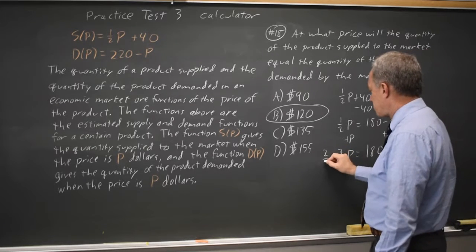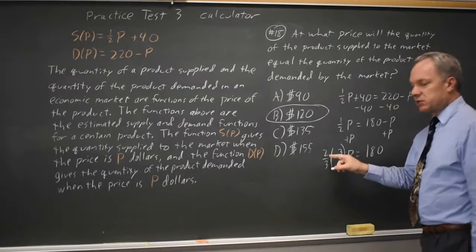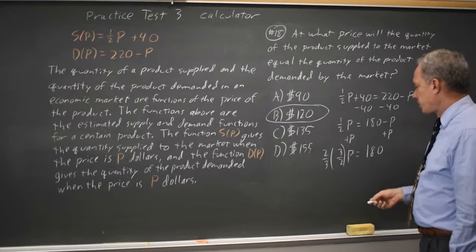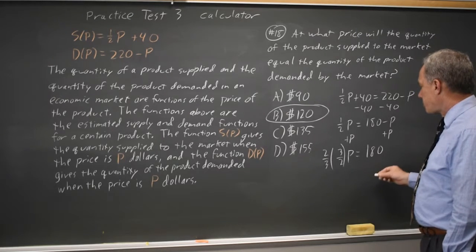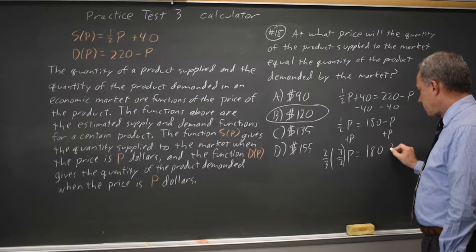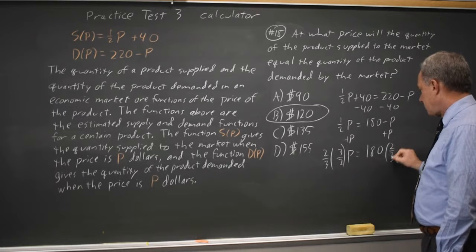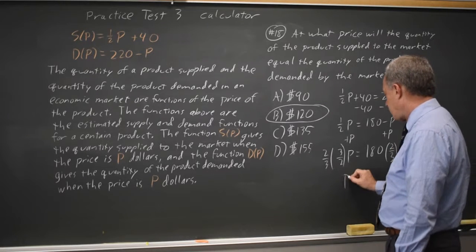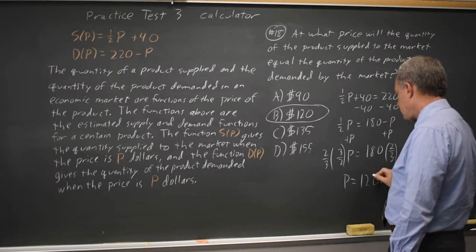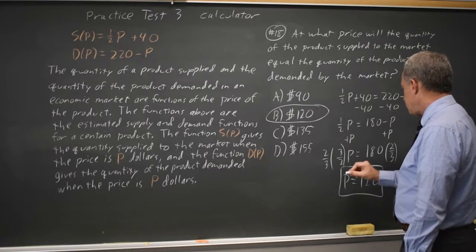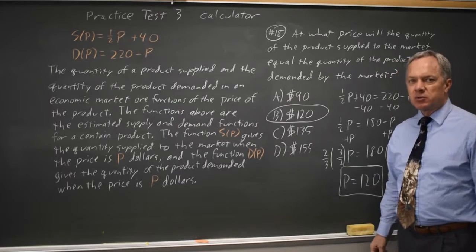If I multiply both sides by 2/3, which is the reciprocal of 3/2, that's what I get if I flip 3/2, then I'll get 1P on the left, and 2/3 times 180 gives me 2/3 of 180, which is 120. So the price at which supply and demand are equal is 120.